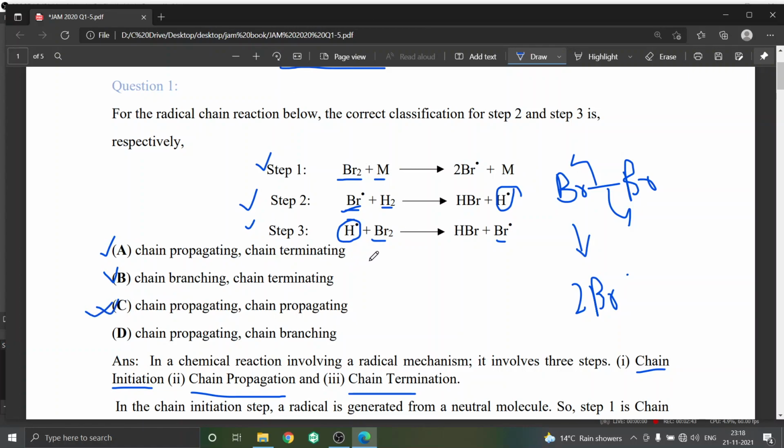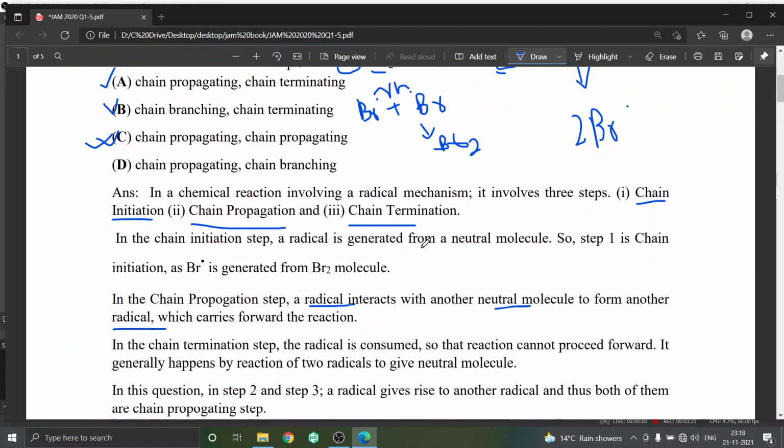The final step is chain termination, where something like one bromine radical interacts with another Br dot and gives you a Br2 molecule. This one comes and interacts with this one and gives you Br2. So with this what happens? The radical is consumed, and no more radical is there for further propagating. So this is called a chain terminating reaction, or something like H dot reacting with Br dot to give you HBr. So in steps 1, 2 and 3, none of them is a chain termination step. Okay.